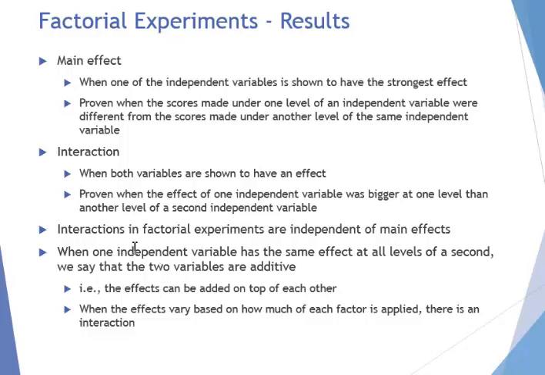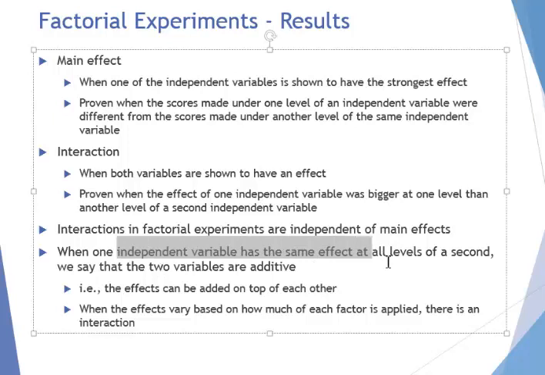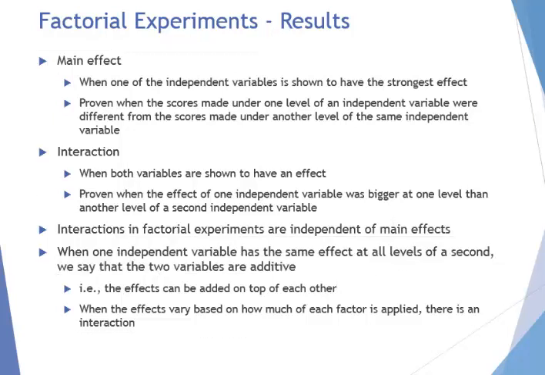So when one independent variable has the same effects as all levels of the second, then they are additive and there is no interaction in that case. In other words, if you just say that the smart person is going to remember the sequences to the same degree whether that person is old or young, then the effect of intelligence is an additive effect. It doesn't have an interaction, rather it just adds to the effect to the ability of that person.